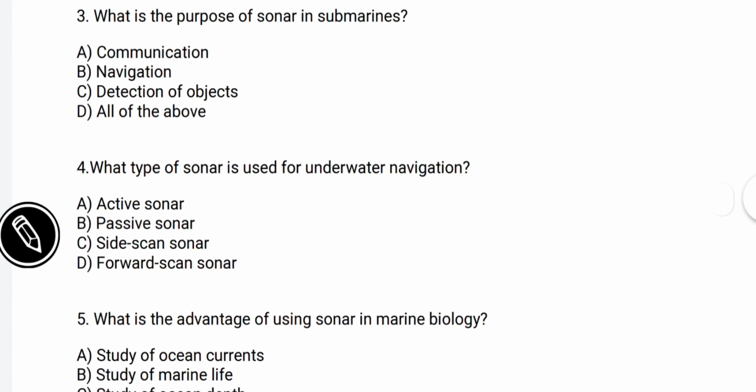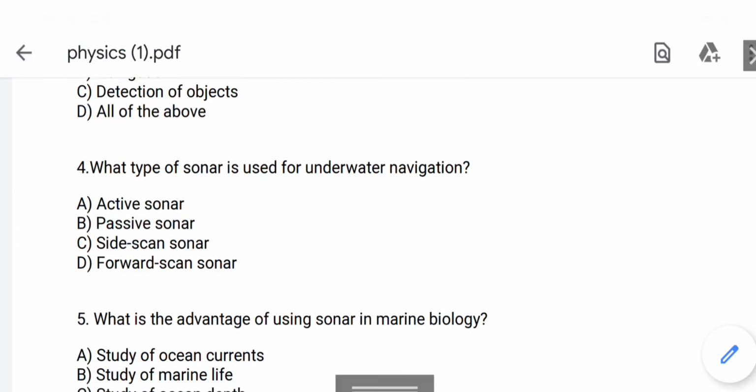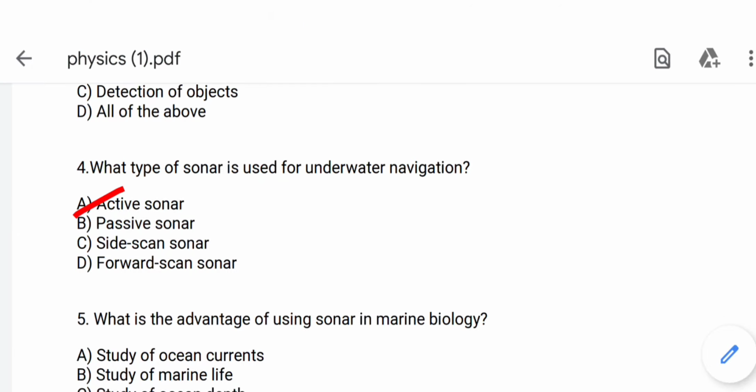And fourth question, what type of sonar is used for underwater navigation? Active sonar, passive sonar, side scan sonar, forward scan. So the right answer is active sonar.